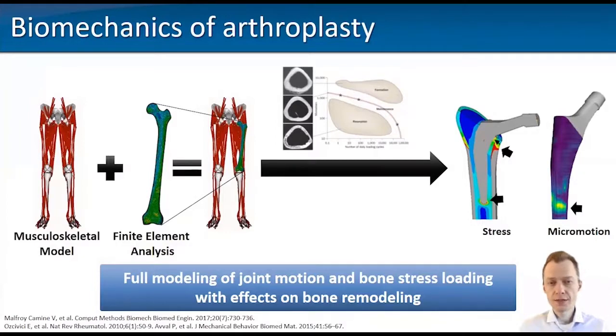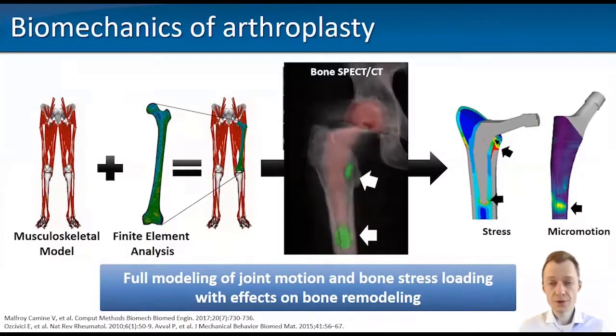So when combining these models, we can now predict the impact of, for instance, the insertion of hip arthroplasty, as illustrated on this slide, in the stress distribution and load distribution within the bone, and also predict where areas of micromotion can occur. And even though I am cutting many corners, you can see the resemblance of the simulated images with the findings that we have on bone SPECT CT.